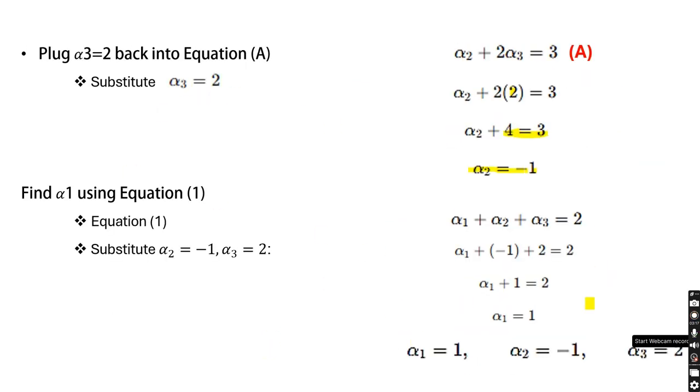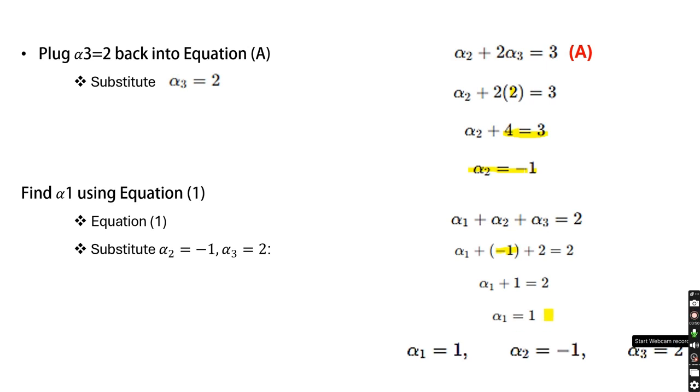So, A1 plus A2 plus A3 is equals to 2. So, i-substitute na nato ang values sa A2 ug A3. So, we have A1 plus negative 1, since this is the value of our A2, plus 2 is equals to 2. So, we have A1, negative 1 plus 2. So, minus siya, and then ang bigger nga number amoy kopyahon ang sign. So, we have A1 plus 1 is equals to 2.